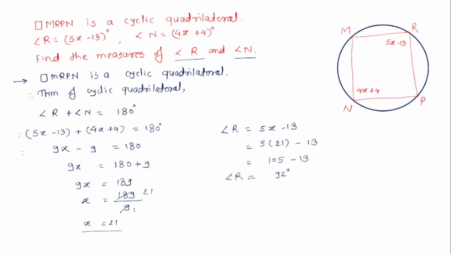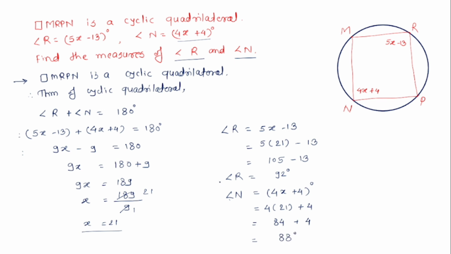In the same way we can find the measure of angle N also. So to find that we have angle N equal to 4x plus 4 degrees. So instead of x we should write here 21. So 4 into 21 plus 4. So 21 into 4, that's 84, plus 4, that's 88 degrees.